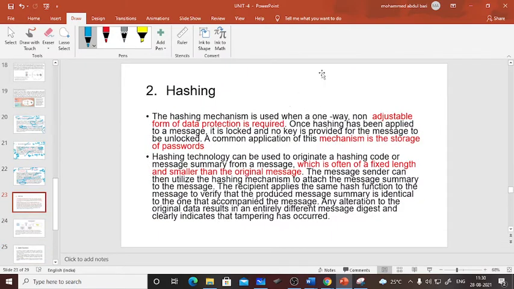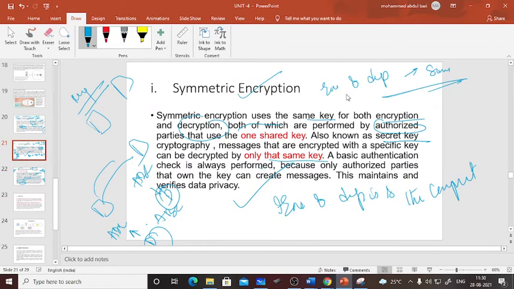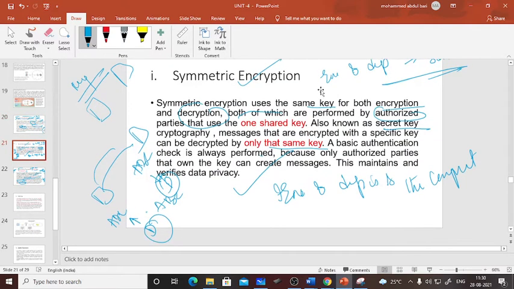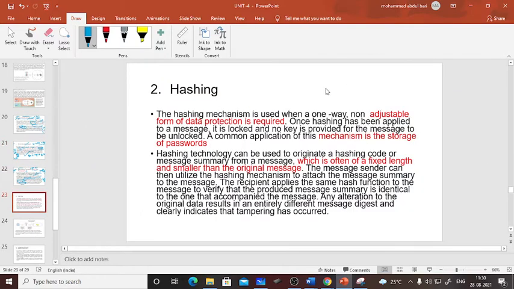Now hashing. What do you mean by hashing? There is another mechanism. The first mechanism was encryption. The second mechanism is divided into two parts, symmetric and asymmetric. These are the three slides which explain this. The second part is hashing. What do you mean by hashing?